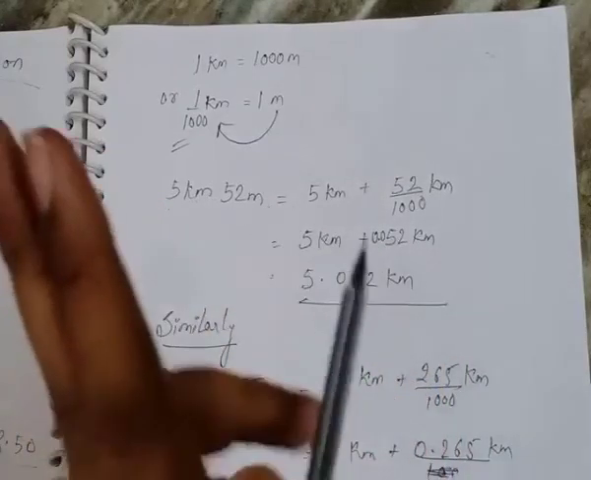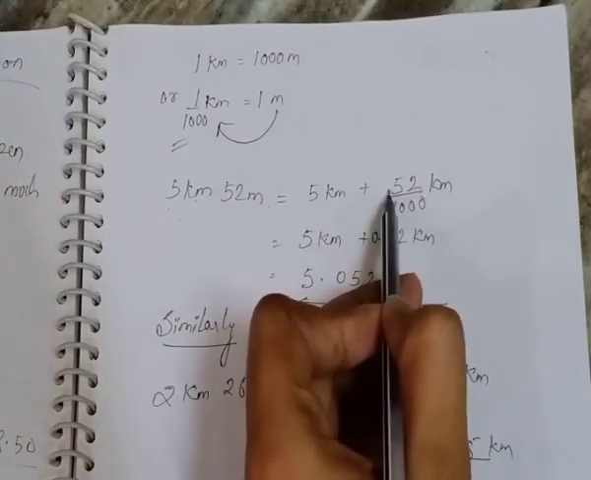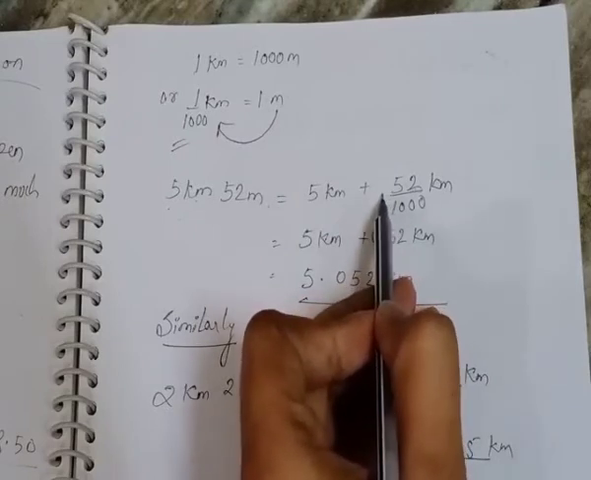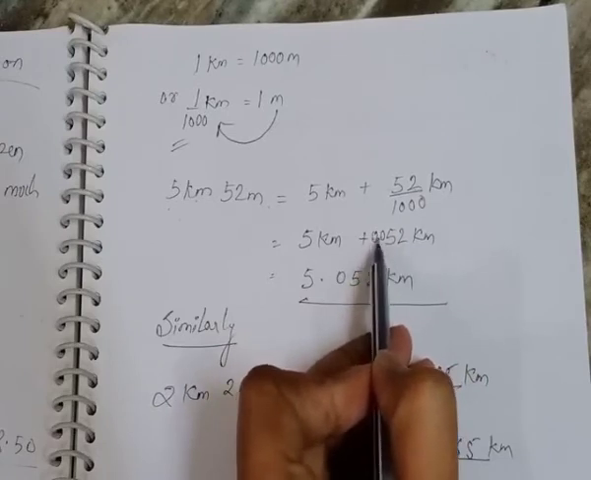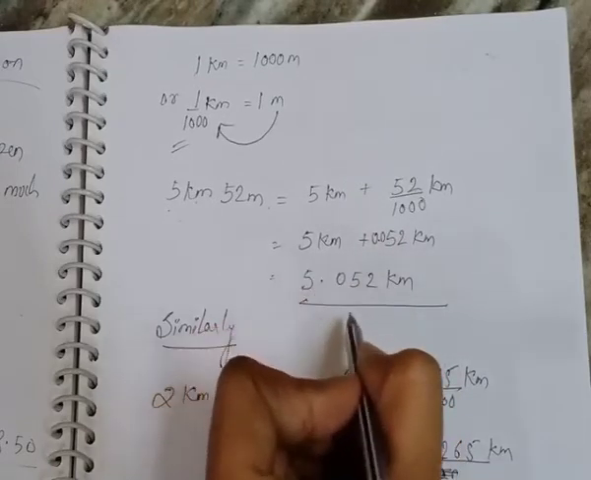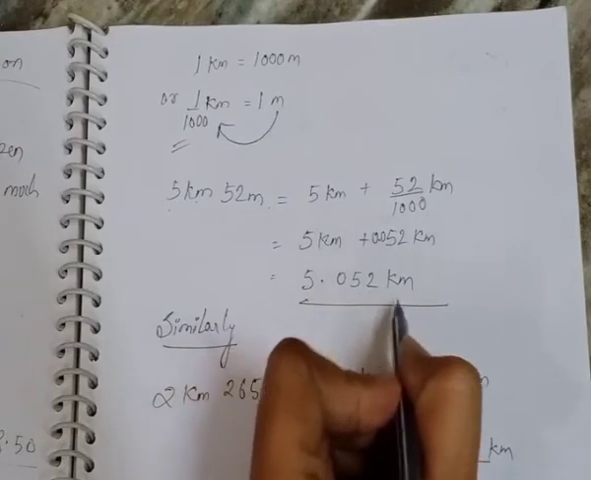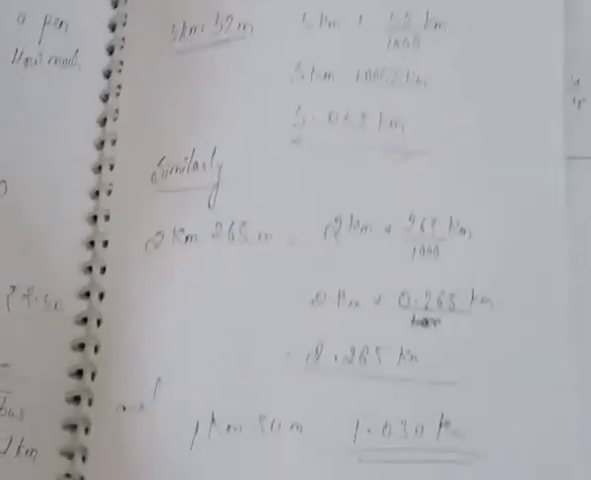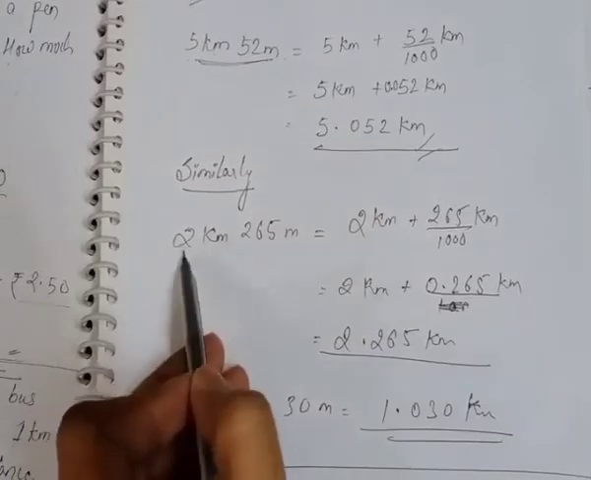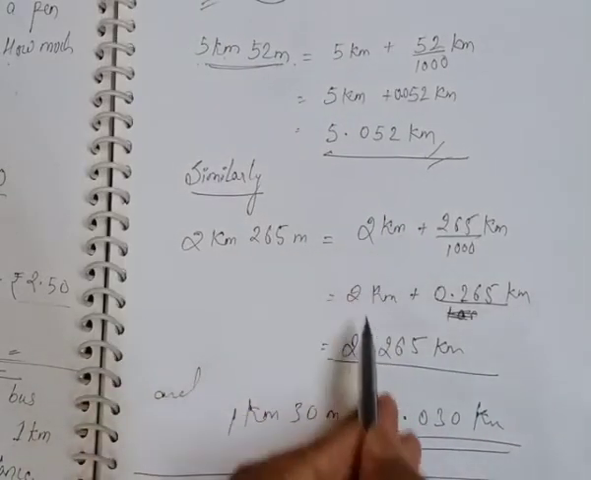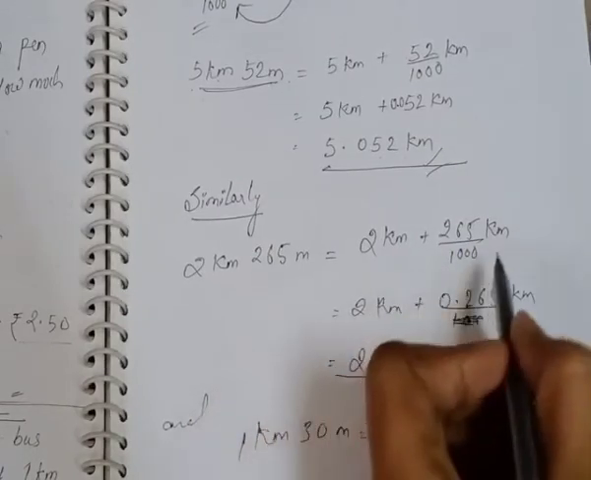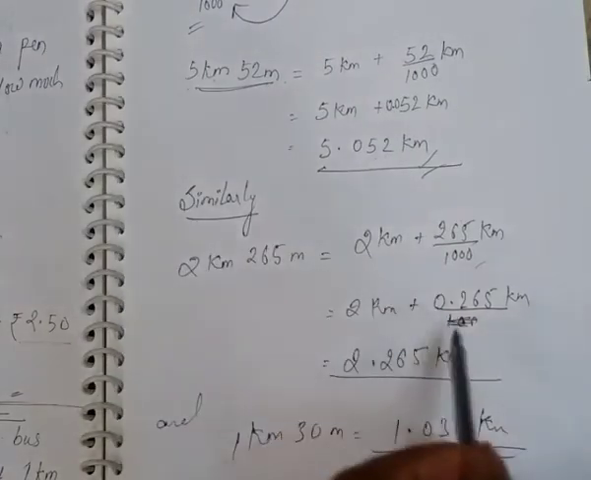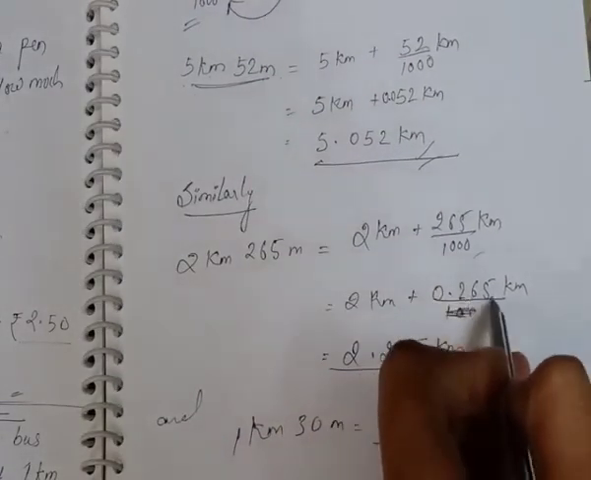The decimal will come before 3 digits, but we have 2 digits here, so we put 0 before 5. Now we have 3 digits and the decimal is before 3 digits. So the value is 5.052 kilometers. Similarly, for the next one, 2 kilometers 265 meters, we write 2 kilometers plus 265 meters converted into kilometers by dividing by 1000. So we can write it as 0.265 kilometers.